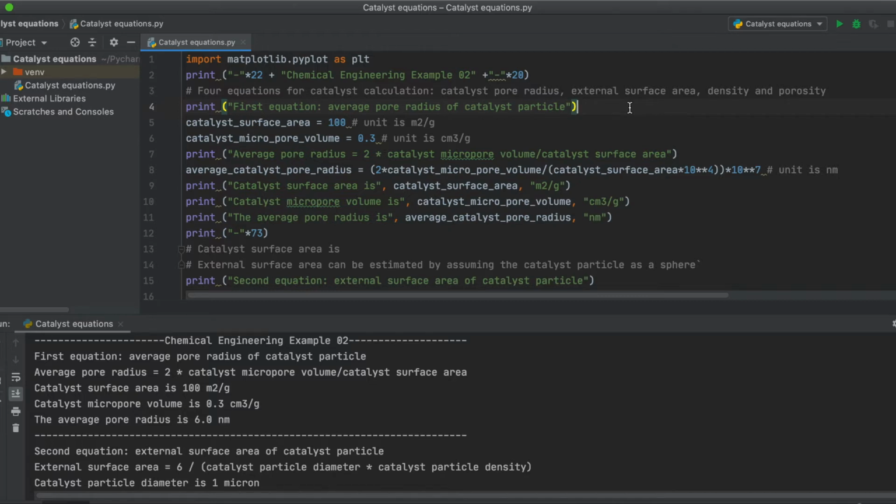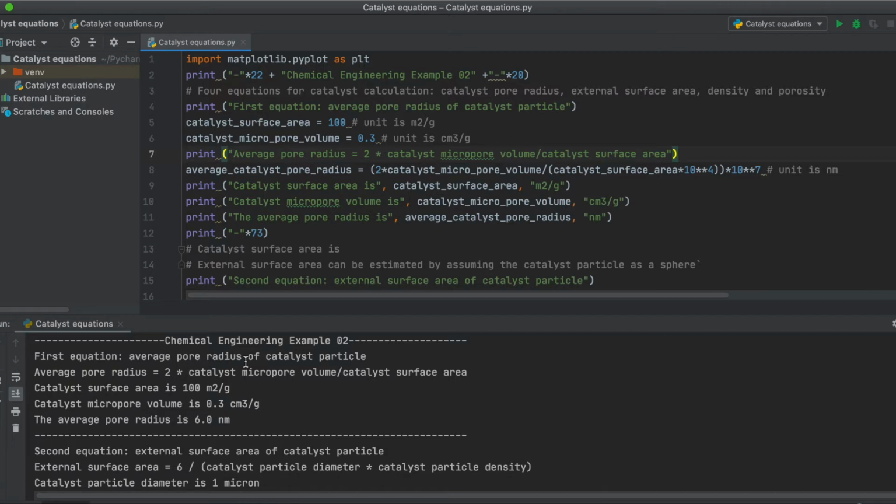The two things you need to know for this calculation are your catalyst surface area and your catalyst pore volume. For this calculation, I'm starting with a catalyst surface area of 100 square meter per gram, and my catalyst micropore volume is around 0.3 cubic centimeter per gram. So the equation to calculate the average pore radius is to multiply the catalyst pore volume divided by the catalyst surface area. Here is the outcome.